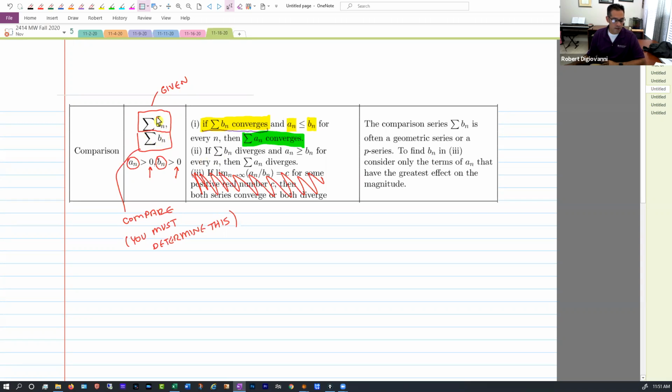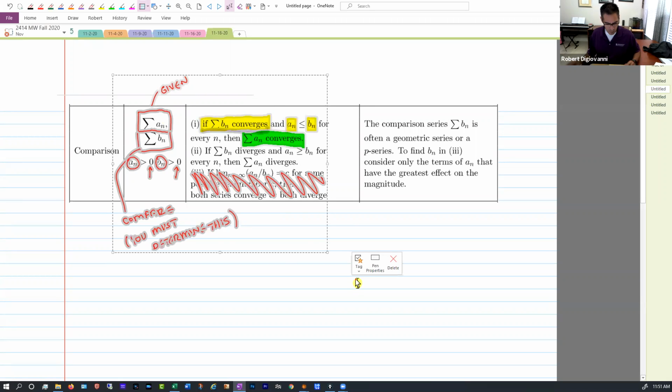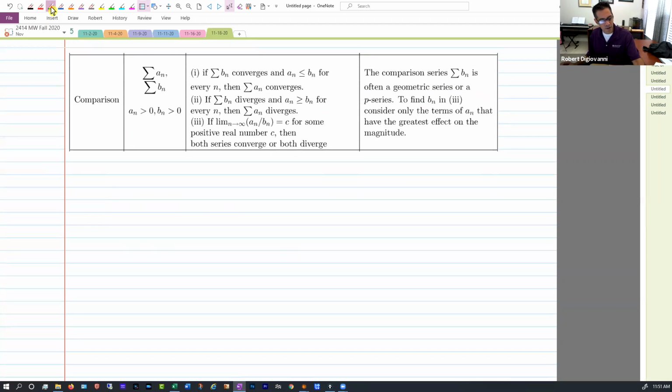All right. Like I said when I started this, I know that this is always a little confusing for students the first time they see it, so let's just do an example and see how this is all going to play out. Let me erase all this. Okay, so your first example, does this converge or diverge? Sum n equals 1 to infinity, 1 over 3 to the n plus n.